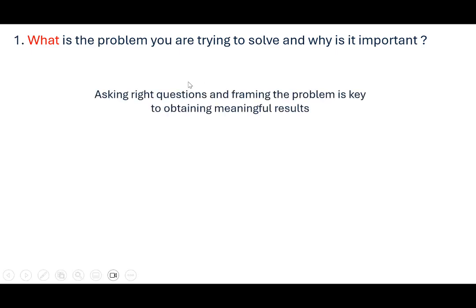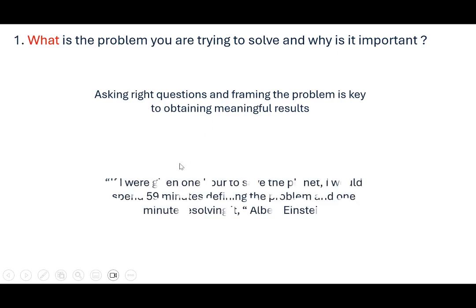Right? And there are a lot of people who have said that asking the right questions and framing the problem is key to obtaining meaningful results. And this is a famous quote from Einstein, of course. If I were given 1 hour to save the planet, I would spend 59 minutes defining the problem and 1 minute resolving it. They're all illustrating that the question that you are posing, framing, and trying to answer is extremely important. Do not just very quickly talk about the motivation, what is the problem that you're trying to solve, and then go on to the remaining part. Yes, spend some time, right?